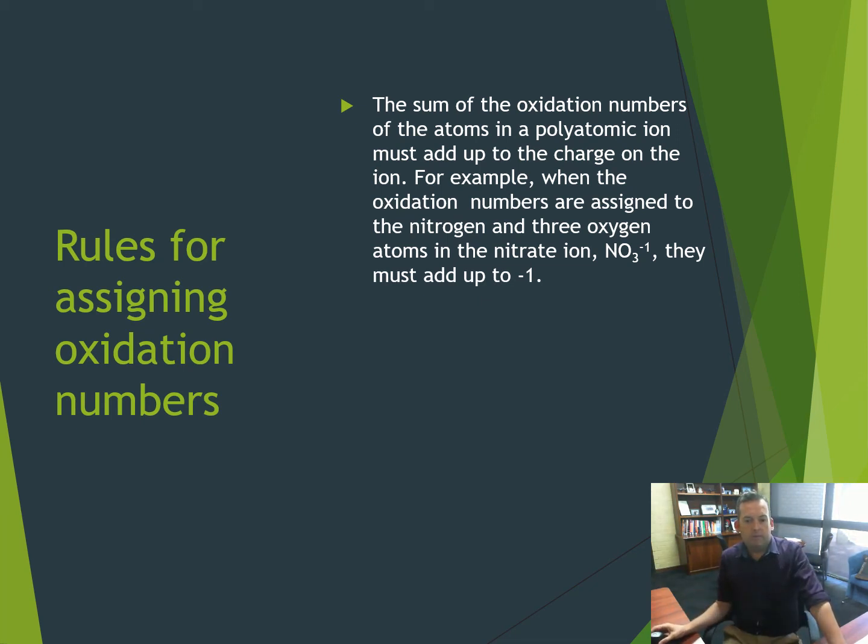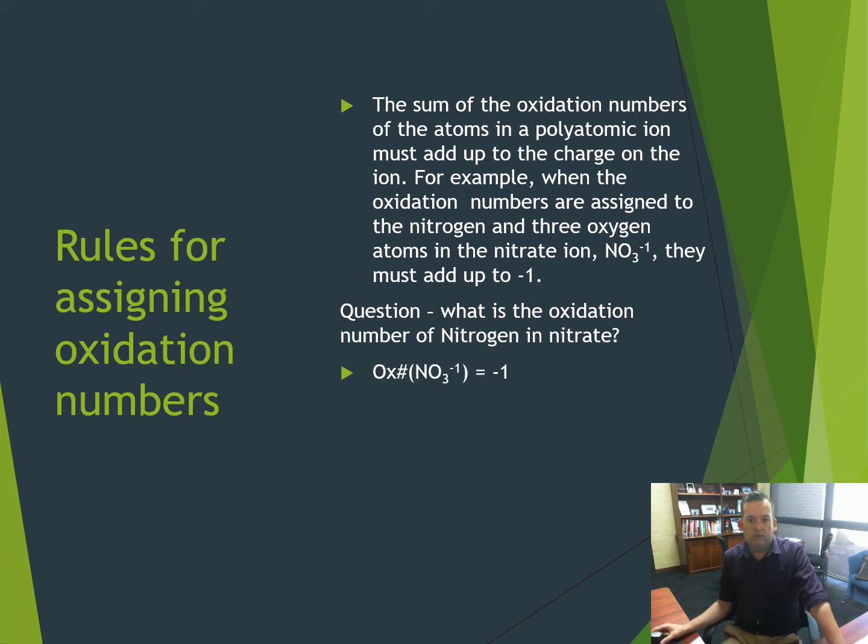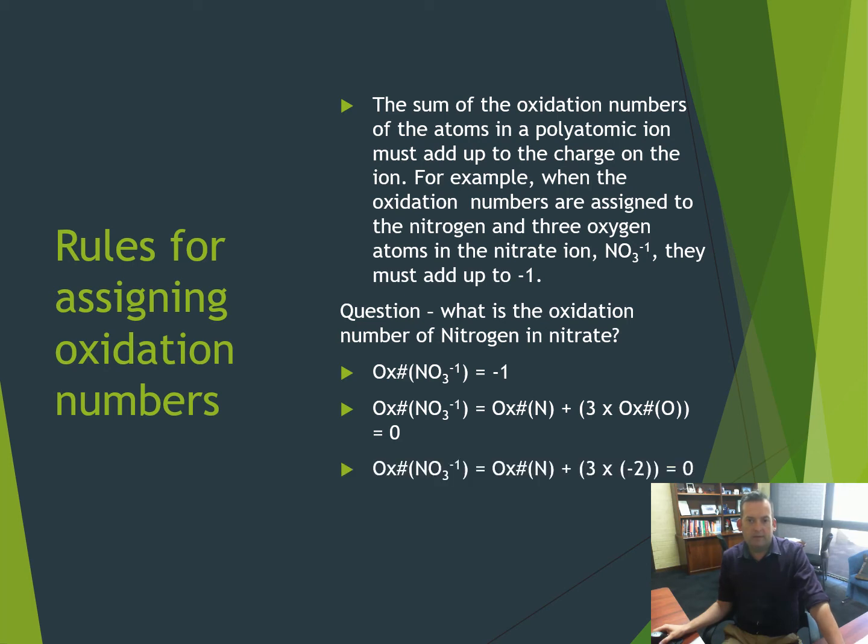So what about nitrate? What is the oxidation number of the nitrogen in nitrate? We know oxygen must be -2. That's one of our rules. So the whole thing must equal -1. That means it's 1 nitrogen and 3 oxygens. So 3 times -2 is -6, obviously. What's the nitrogen got to be? It's going to be +5 because +5 take 6 is -1. That's how we get that one.